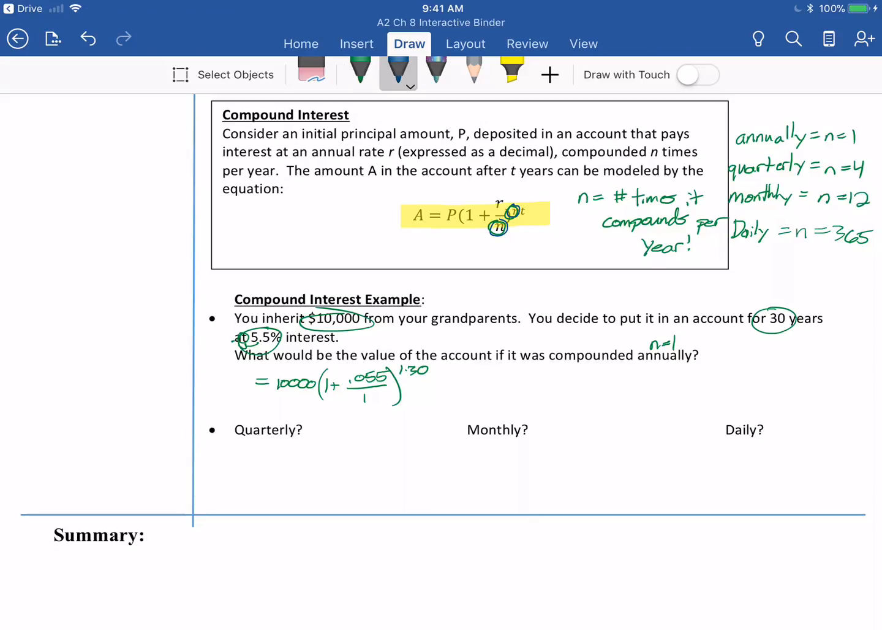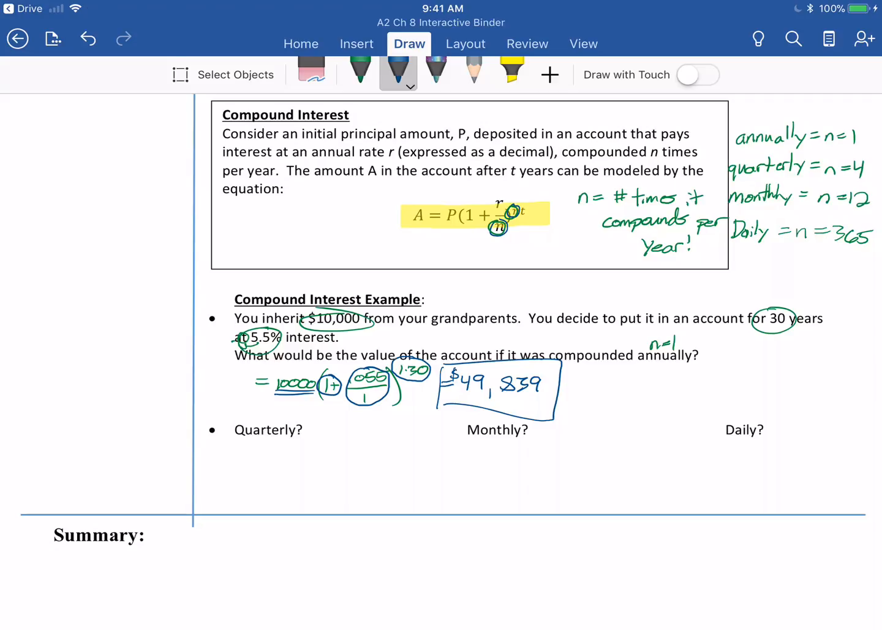Okay, in your calculator, I would do this first: 0.055 divided by 1. In this case, it's just going to be 0.055. Then I would add the 1, because that comes in the parentheses. Now you have to raise it to the 1 times 30, so the 30th power, and then finally multiply by that 10,000, and you should get $49,839 and some odd cents, but I just rounded it. All right, awesome. So make sure you know how to get that. That's a little bit trickier in your calculator. Try it a few times. If you don't get it, I can help you if you need.